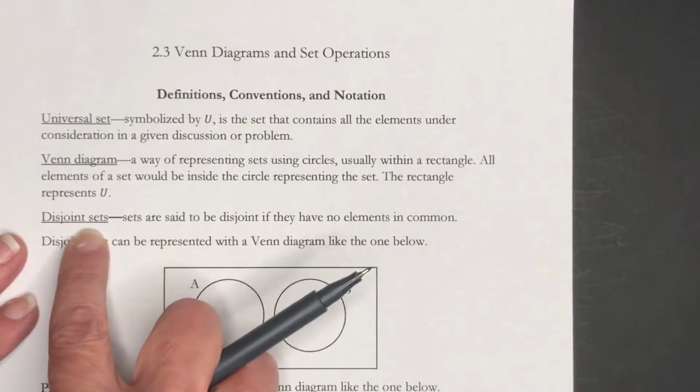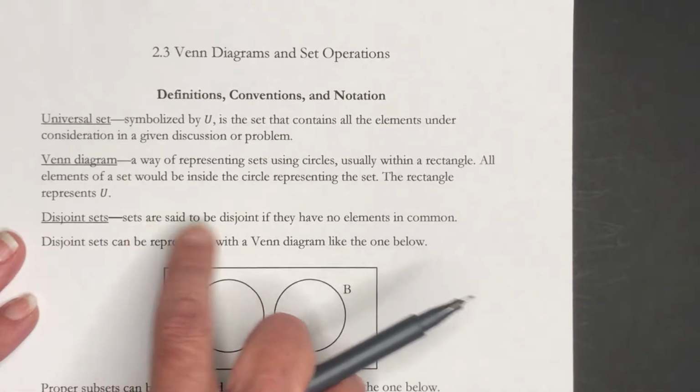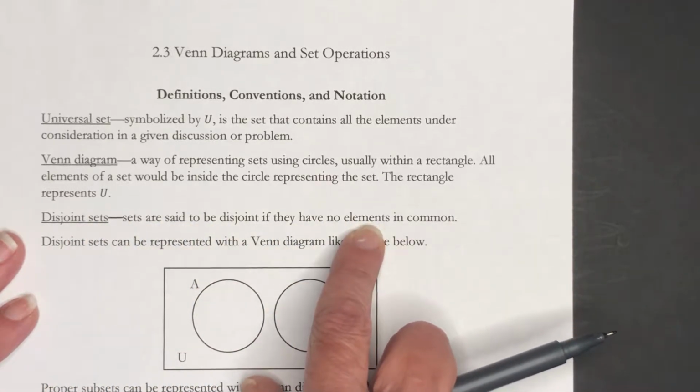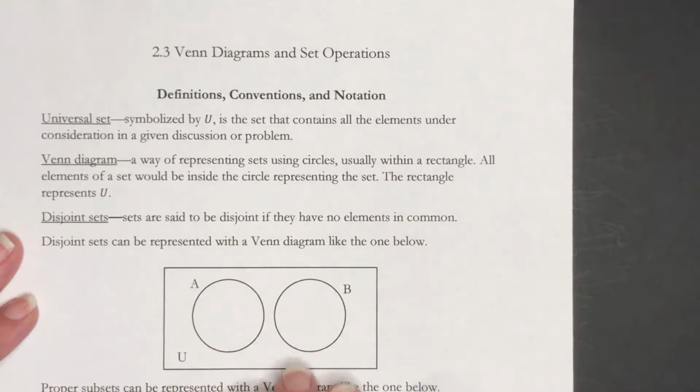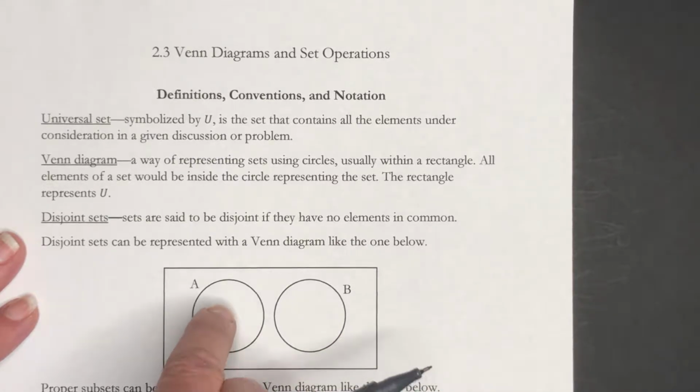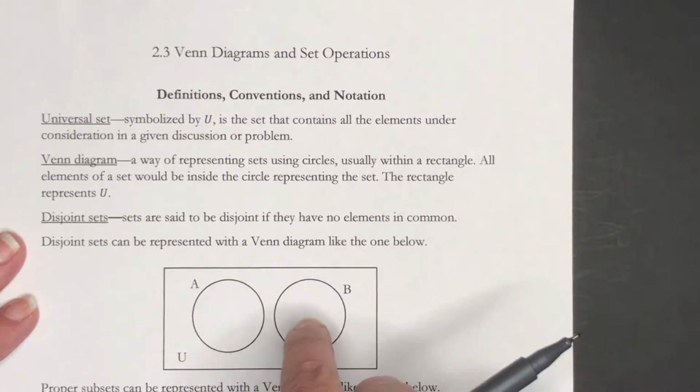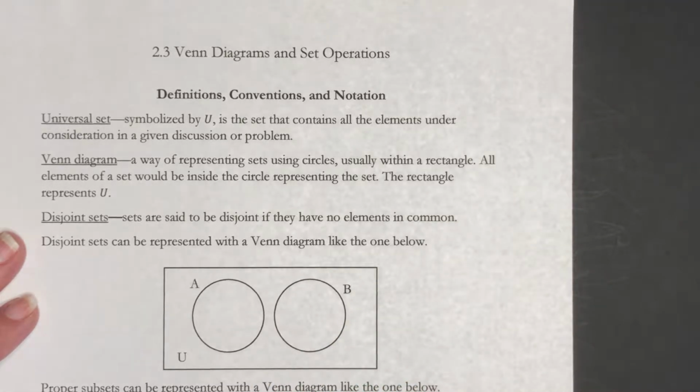so disjoint sets. These are sets that have no elements in common. If they have absolutely nothing in common, you're going to have a Venn diagram that looks like this. There's no overlapping of the circles. There's nothing that I could put inside this circle, and it would also be inside this circle.